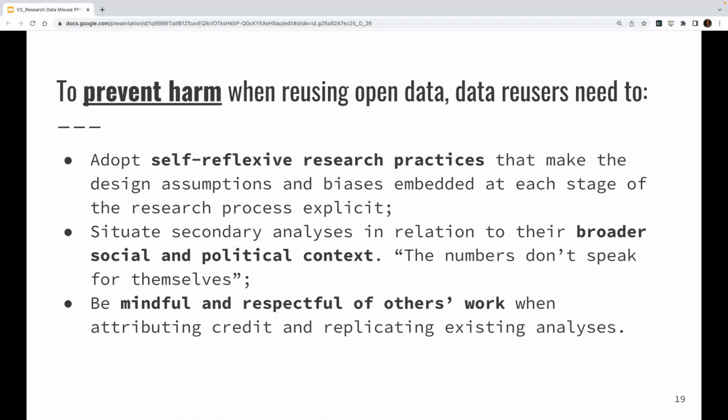So overall, what emerges is that in order to prevent harm when using open data, and we are taking this observation from multiple papers, data reusers need to, first of all, adopt self-reflexive research practices that make the design assumptions and biases embedded at each stage of the research process explicit, situate their secondary analysis in relation to the broader social and political context, the idea that the numbers do not speak for themselves, and also be mindful and respectful of others' data work when attributing credit and replicating existing analysis.